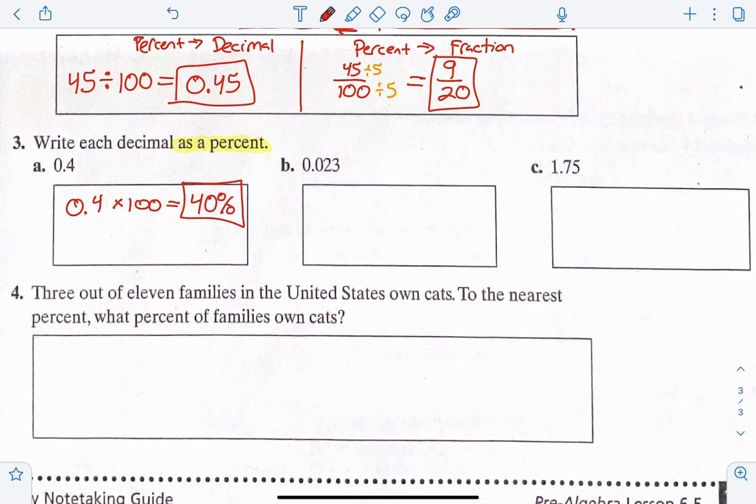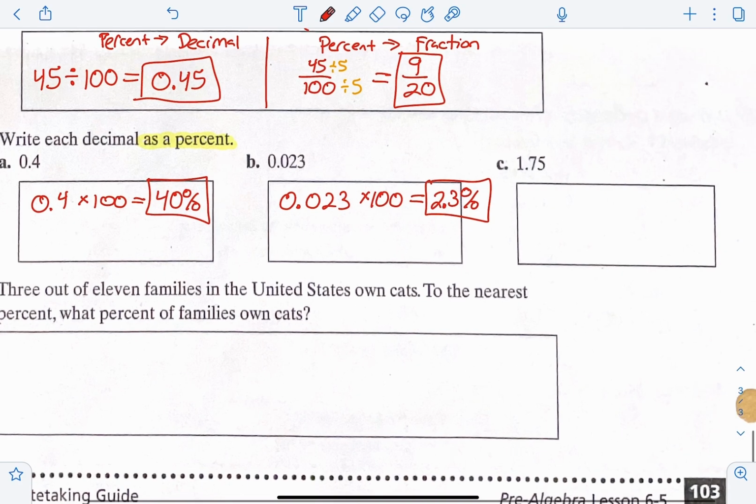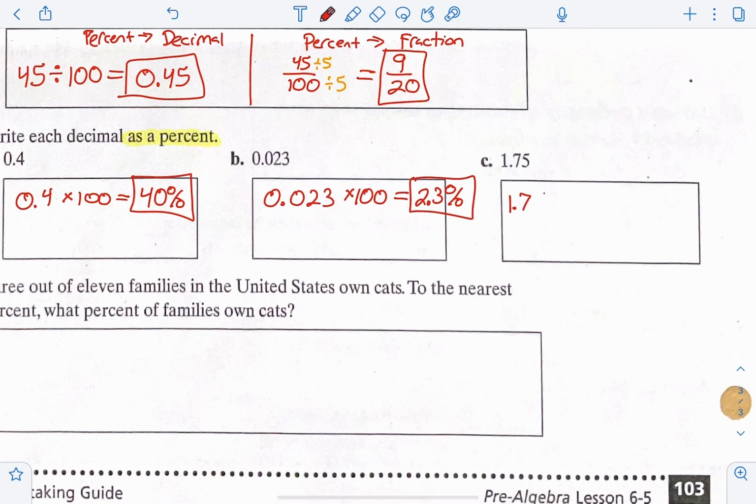All right, so hopefully what you did for B, 0.023 times 100 equals 2.3%. And then 1.75 times 100 equals 175%. Okay, so again, just taking the decimal they gave you, multiplying by 100, and then in your answer you have a percent symbol because you are writing it as a percent.